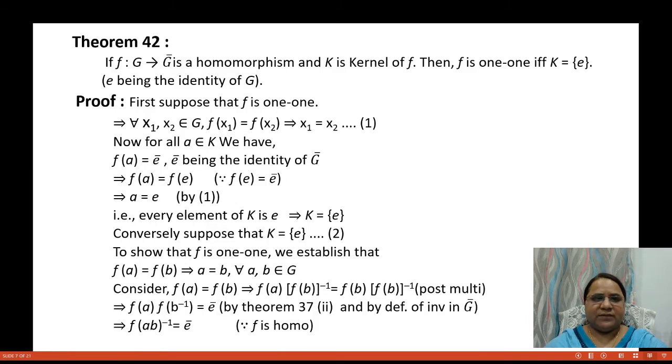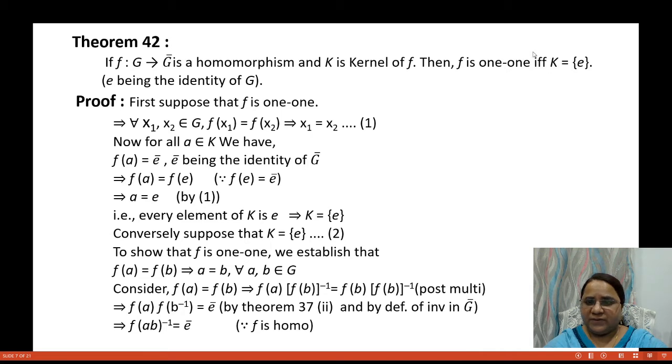Next we have theorem 42. If f is a mapping from G to G bar, is a homomorphism and K is the kernel of f, then f is 1-1 if and only if K is equal to e. What is given here? f is a mapping from G to G bar, a homomorphism, with kernel K. Then f is going to be 1-1 if and only if K must be equal to your identity element, right? e is the identity element of G here.